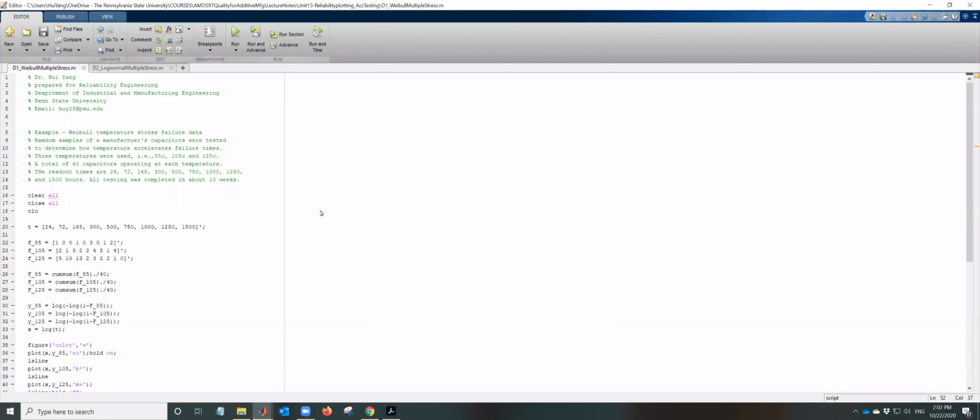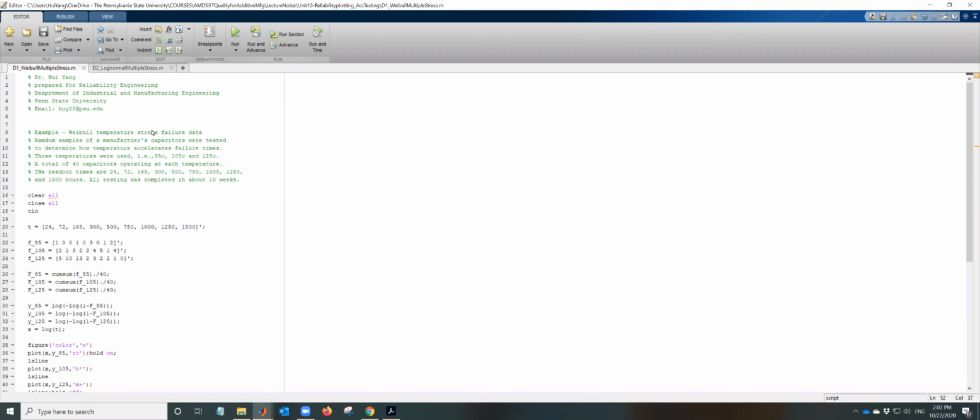Okay, everyone. Now let's have a look at a demo about the Weibull probability plotting and also how to use the Weibull probability plotting to model the failure time data under the temperature stress. So this demo is written in MATLAB. So let's first have a look at the problem.